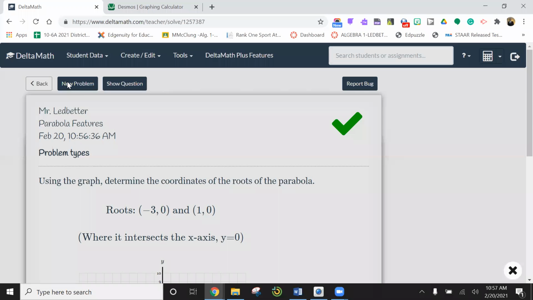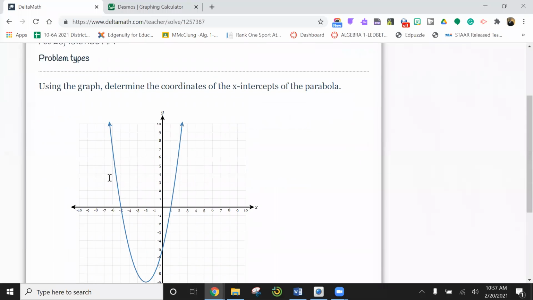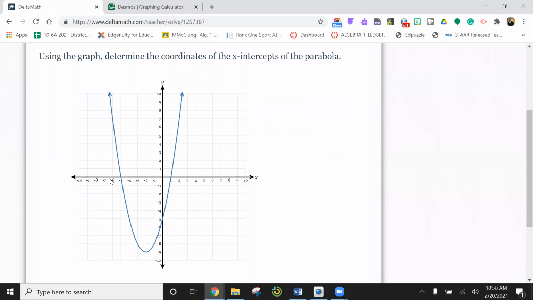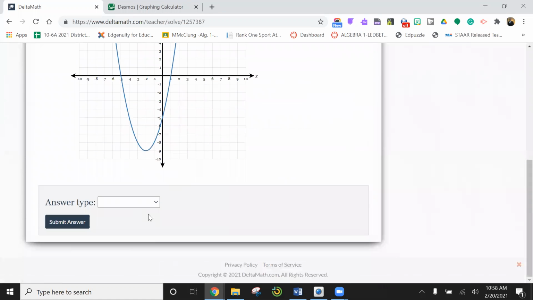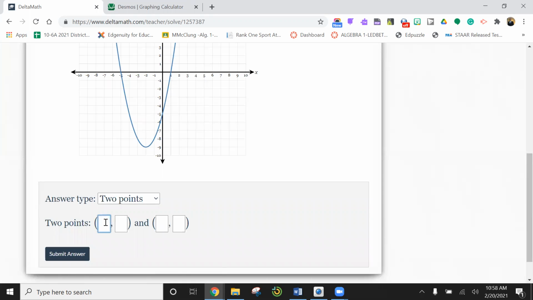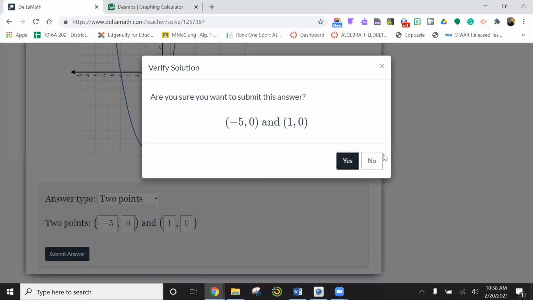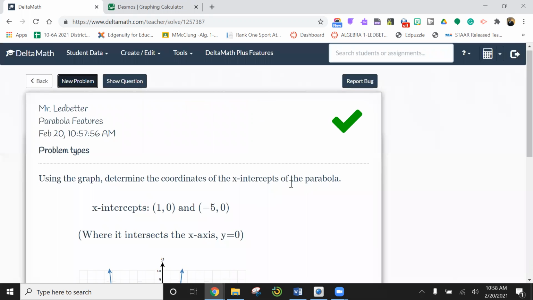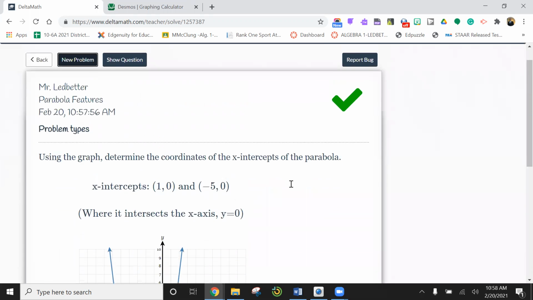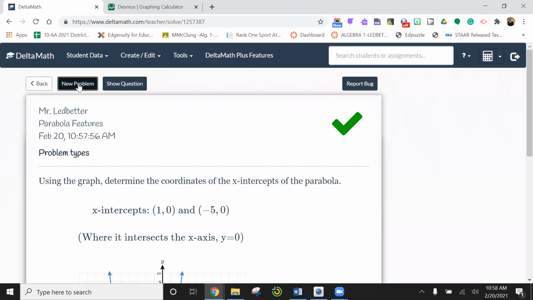All right, we're going to do a couple more. These won't take very long. This one wants to know the x-intercepts. Again, it looks like it's touching twice, so I'm going to touch two points and say -5, 0, and 1, 0, because those are the two spots it's touching. Hit submit, and yes, you did it right. Yay, Mr. Ledbetter.